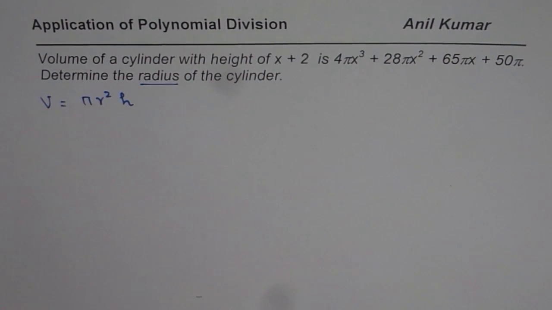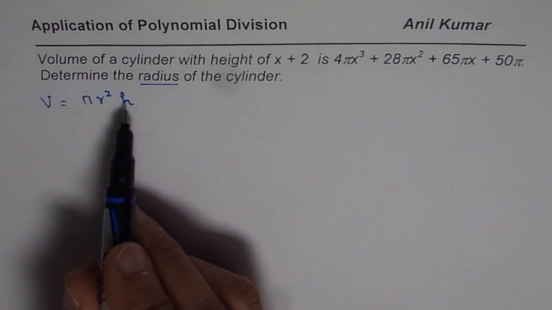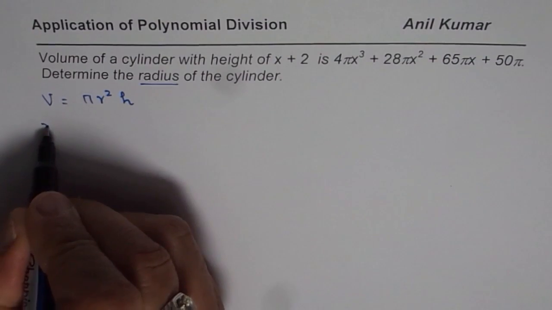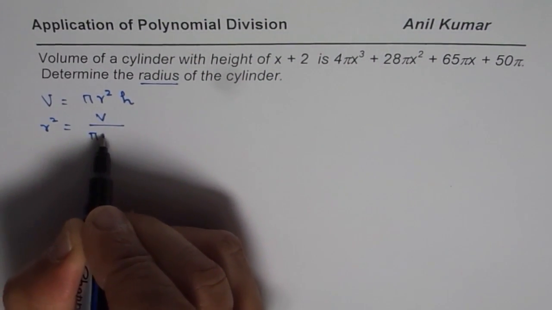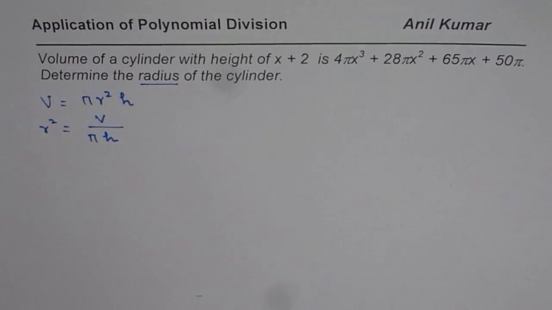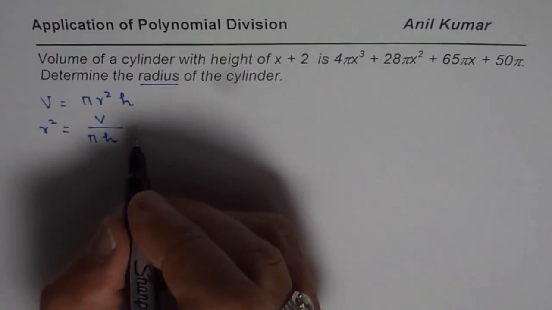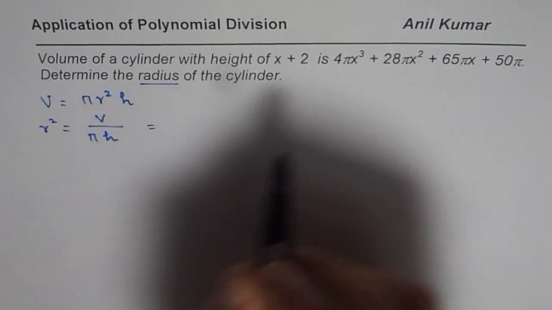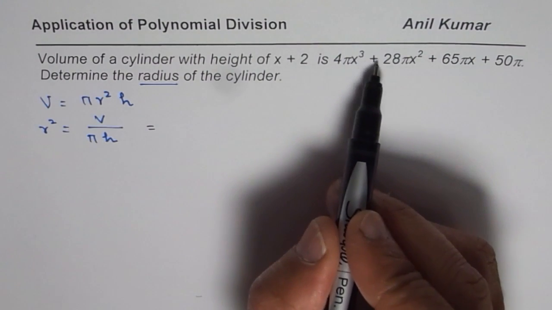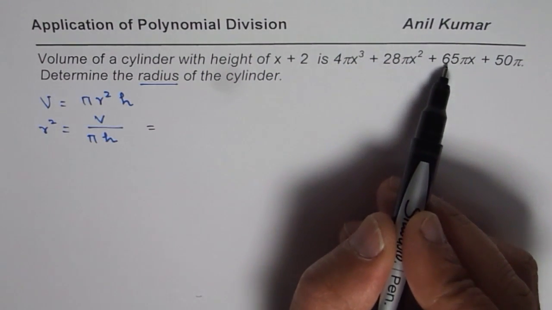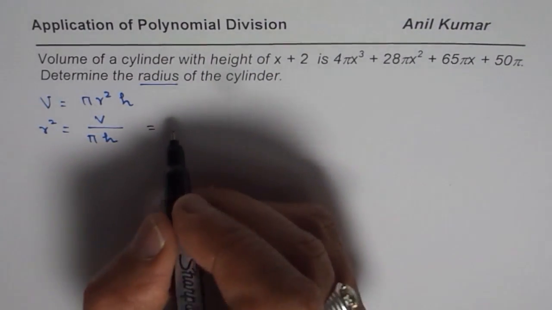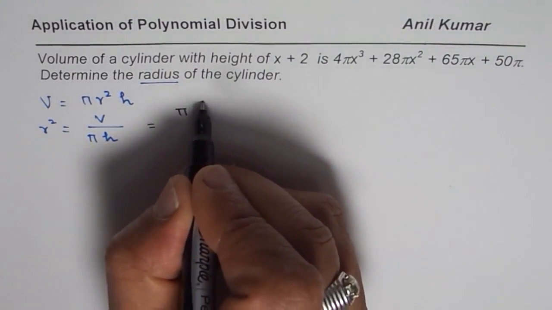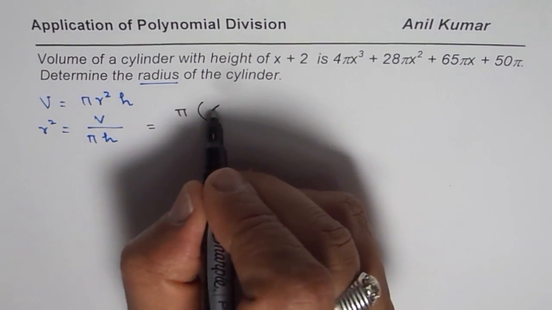Now, as I was saying, volume of a cylinder is pi r square h. So from here you can isolate r square and write this as volume divided by pi h. Now in this particular question, we are given the volume and the height. We need to find the radius. So let's continue. Volume given to us is 4 pi x cubed plus 28 pi x square plus 65 pi x plus 50 pi. So I think we can take pi common. So I'll write pi first, factor that out, and write rest of the terms.